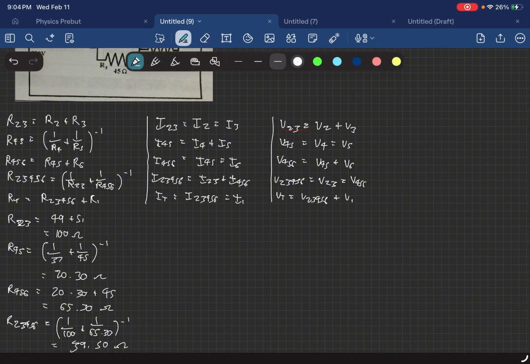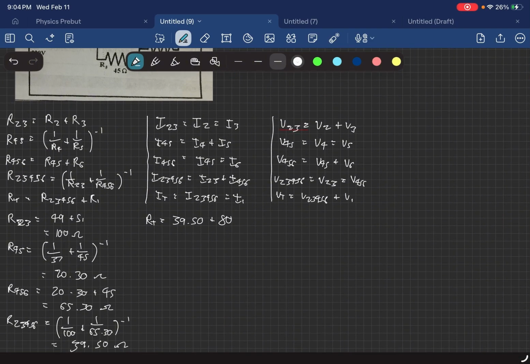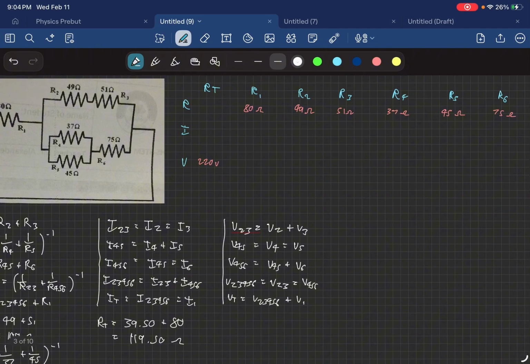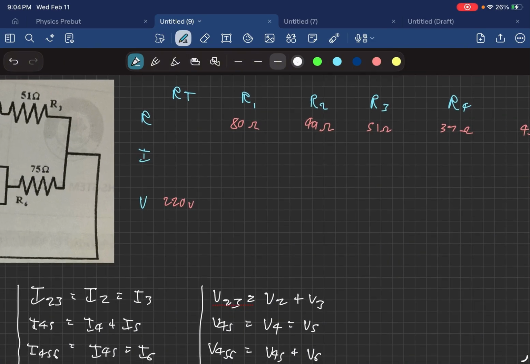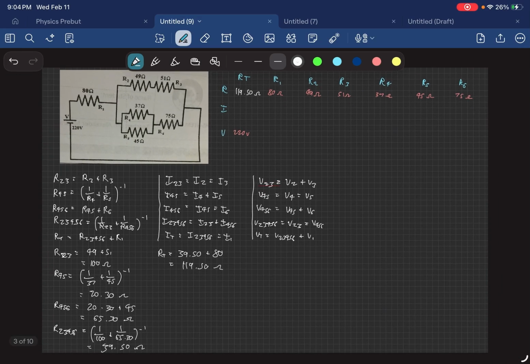Okay. So our total is equal to 39.50 ohms plus R1, and our R1 is 80. And that will give you 119.50 ohms. So that's our first value that we put now. 119.50 ohms. Okay, so what do you do next after this?